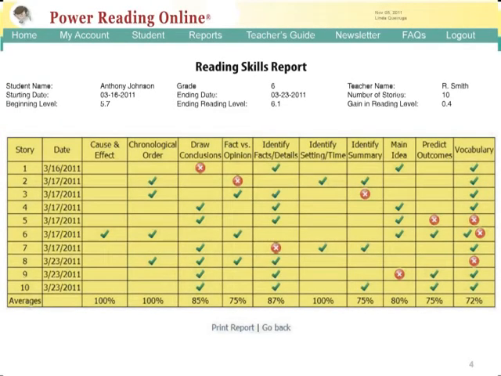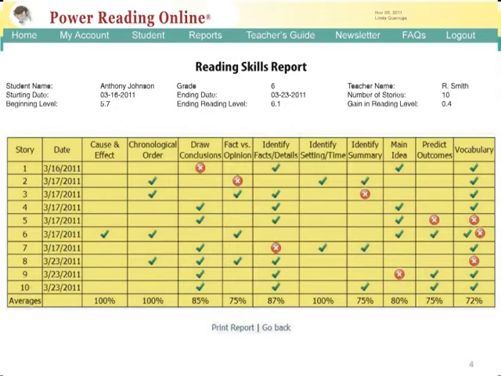This is the skills report. We're going to look at story number 3 that he read. Again, we put in the time frame that we want to pull the stories for. For the third story, he got 80%. Where you see the green check marks, those are questions that he answered correctly for that story. The red X is one that he answered incorrectly.